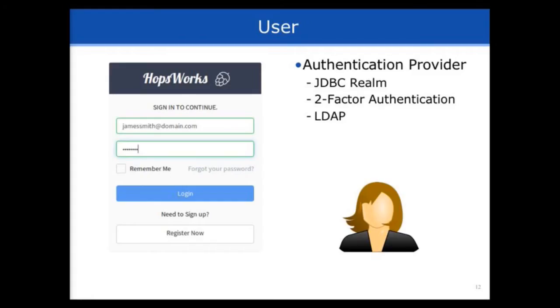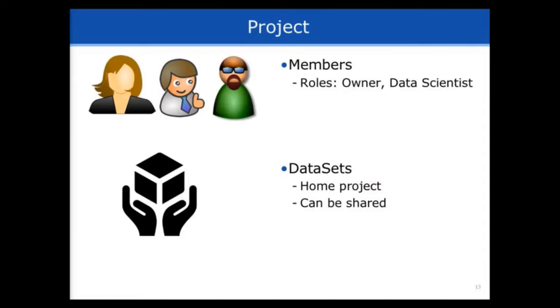So what is a user? A user is somebody who logs in. You authenticate with, we have a native JDBC realm. We have 2-factor authentication, and you can plug in LDAP if you want. What is a project? Well, the project consists of our users, the members, and members will have a role. So if you're in a project, you'll have a role as either a data scientist or an owner of the project. So you'll have different privileges depending on your role.